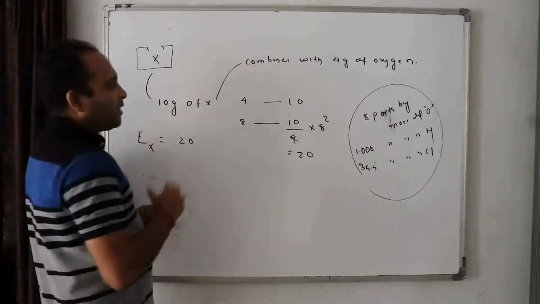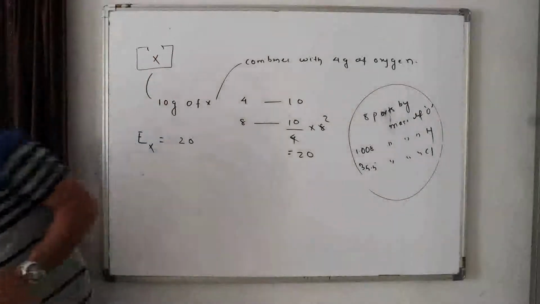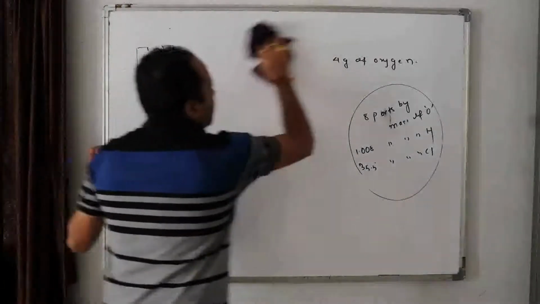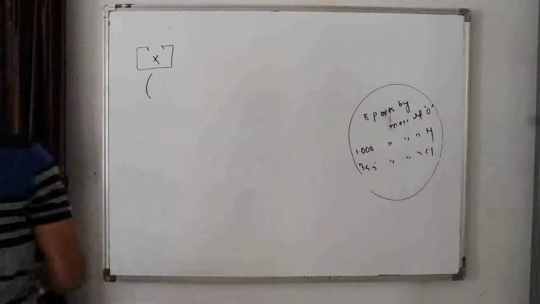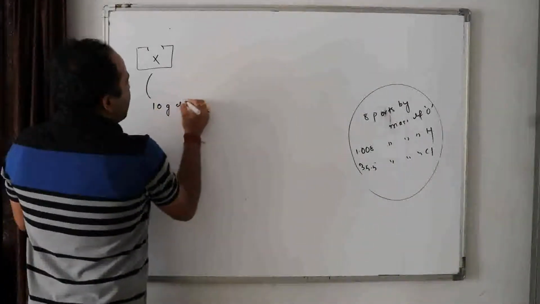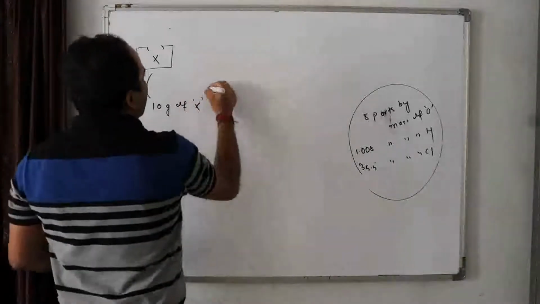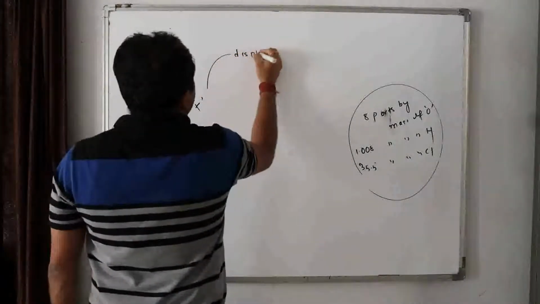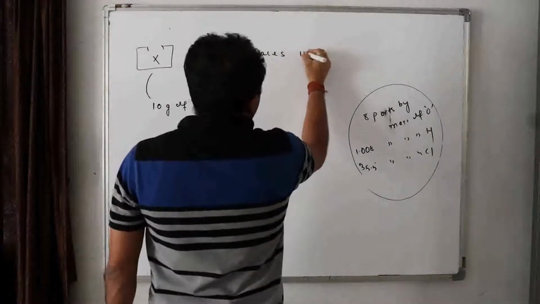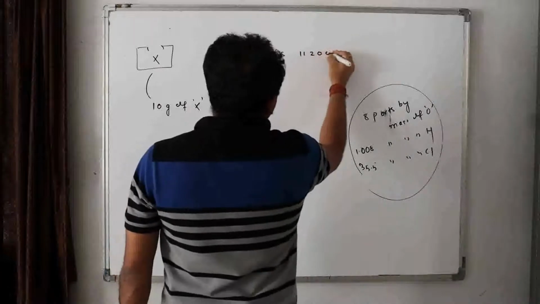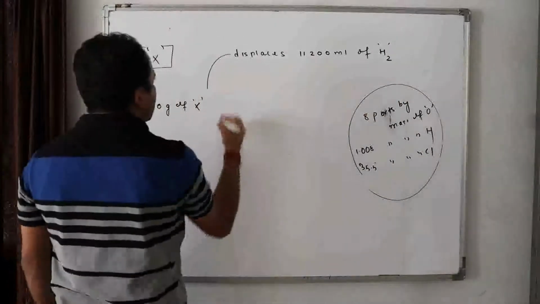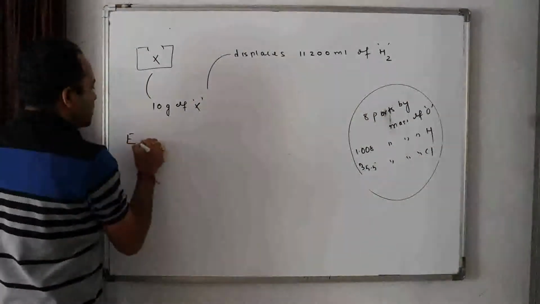If I change this question, if I say like this, that ten gram of X displaces 11200 ml of hydrogen. Now the question is, what is the equivalent mass of X?